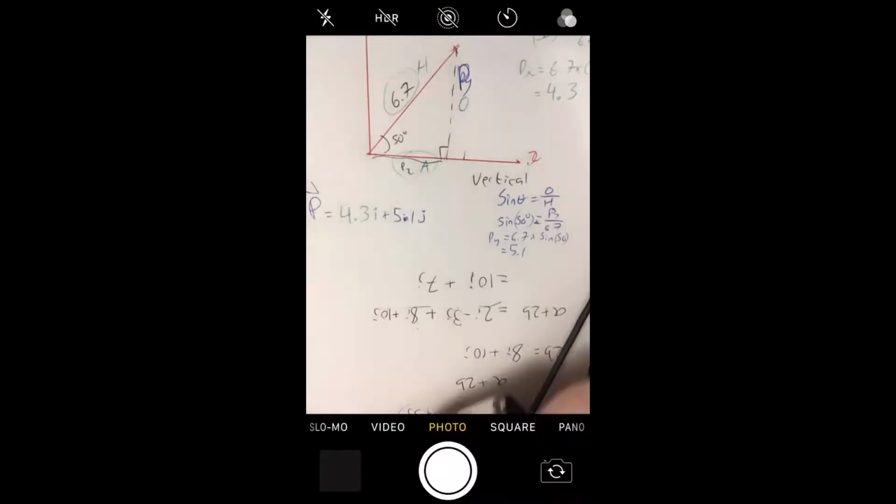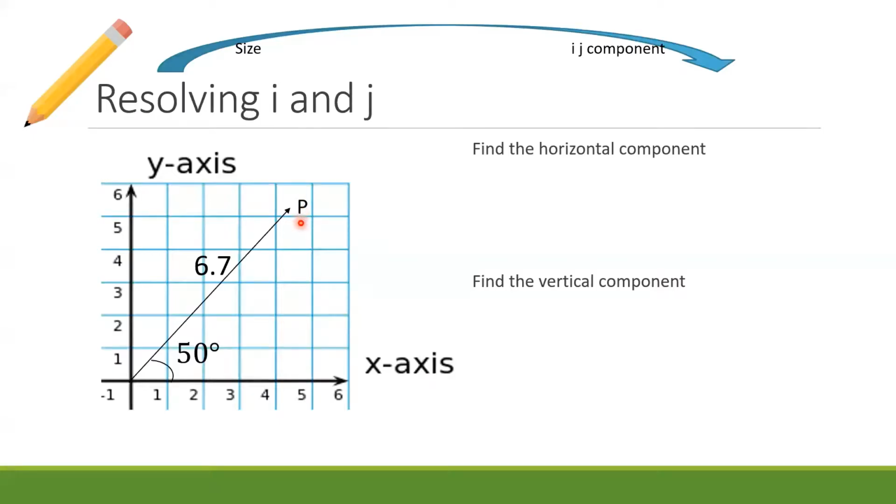Let's have a quick look at this, because you can actually see on this that the horizontal component, how far across it is, is 1, 2, 3, 4, and a little bit more than 4. So 4.3 makes sense. Let's look at the vertical component: 1, 2, 3, 4, 5, and a little bit more than 5 makes 5.1. That makes sense. So instead of going up at this angle, we could go across 4.3 and up 5.1. So that's how you do that one.